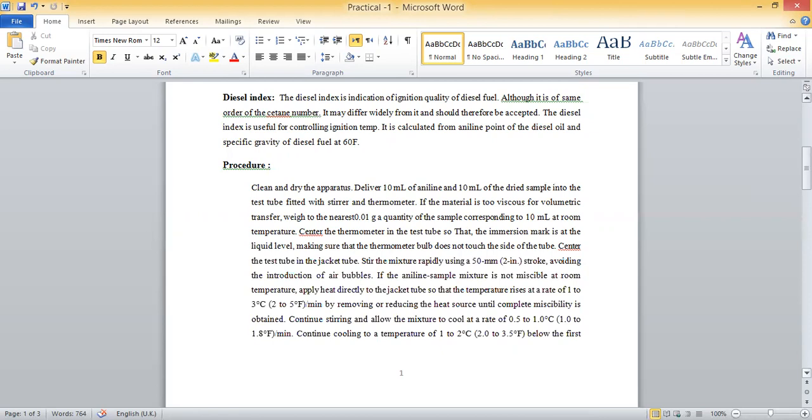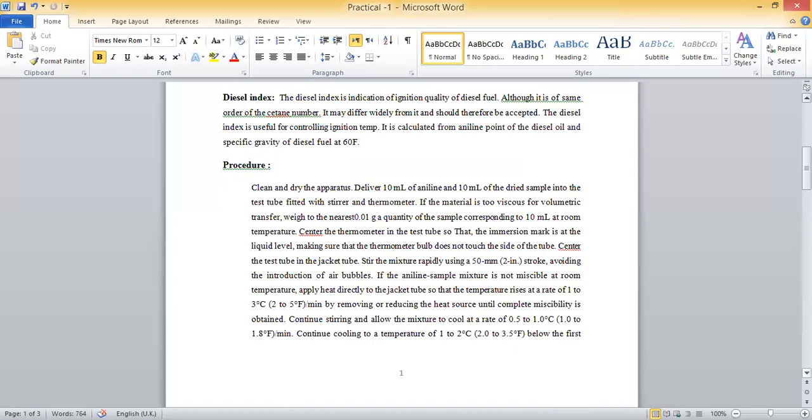Now, in the procedure, we'll learn how we can determine or find out the aniline point. First of all, we'll need the aniline point apparatus. We'll clean it and dry it. Then we will deliver 10 ml of aniline and 10 ml of the dried sample into the test tube fitted with stirrer and thermometer. If the material is too viscous for volumetric transfer, we'll weigh, to the nearest 0.01 gram, a quantity of the sample corresponding to 10 ml at room temperature.